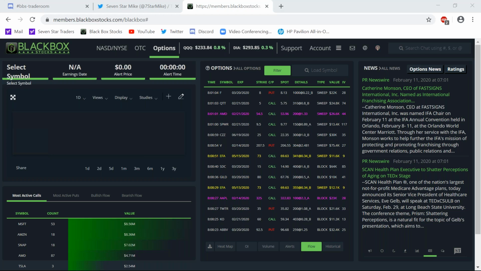We are going to look at some options flow today. I want to make sure you guys understand what we're looking at with this scanner, some of the things we're looking for, and some of the things we're looking to avoid.